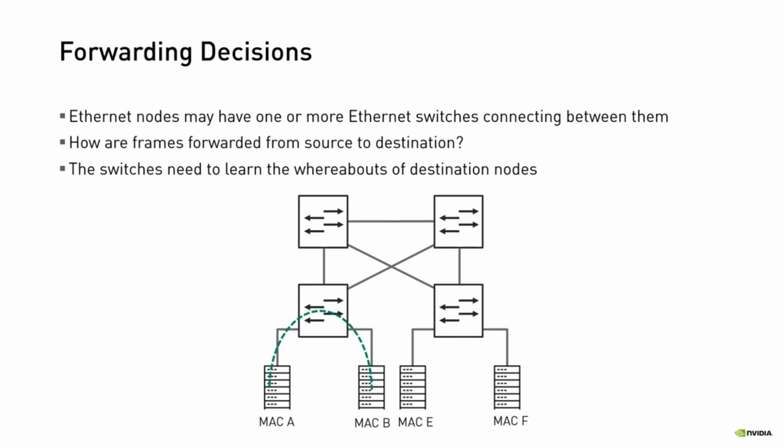It seems like an easy task if both source and destination are directly connected to the switch. But what about nodes that have multiple switches between them, like nodes B and F? In this scenario, the switches need to know the whereabouts of nodes that are not necessarily directly connected to them in order to successfully forward the frames in the network.